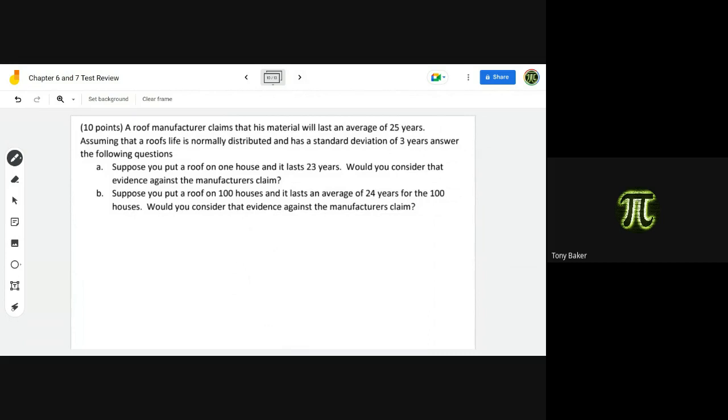To show this, we need to figure out the Z-score. We have to figure out how unusual is this occurrence. Okay? So we basically have to find my Z-score. We're going to take 23 minus 25 divided by the 3 years. So negative 2 over 3 is negative 0.67.